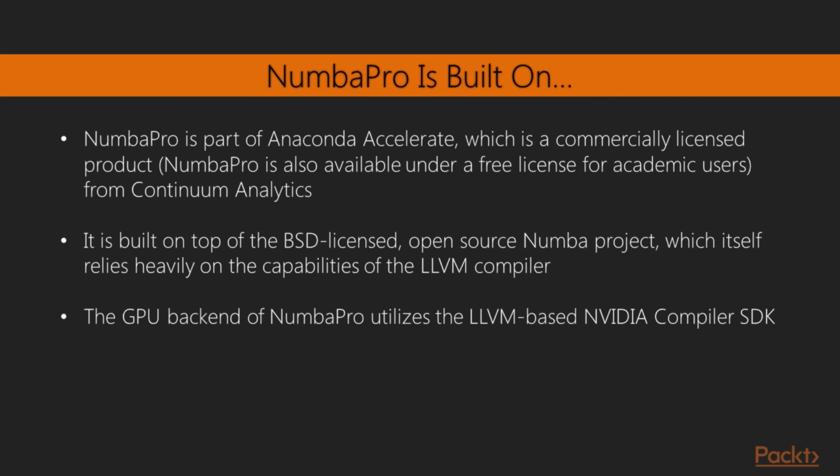All these decorators have a compiler directive called a target that selects the code generation target. The Numba Pro compiler supports the parallel and GPU targets. The parallel target is available to vectorize the operations, while the GPU directive offloads the computation to an NVIDIA CUDA GPU. Numba Pro is part of Anaconda Accelerate, which is a commercially licensed product. Numba Pro is also available under a free license for academic users from Continuum Analytics. It's built on top of the BSD-licensed open-source Numba project, which itself relies heavily on the capabilities of the LLVM compiler. The GPU backend of Numba Pro utilizes the LLVM-based NVIDIA compiler SDK.